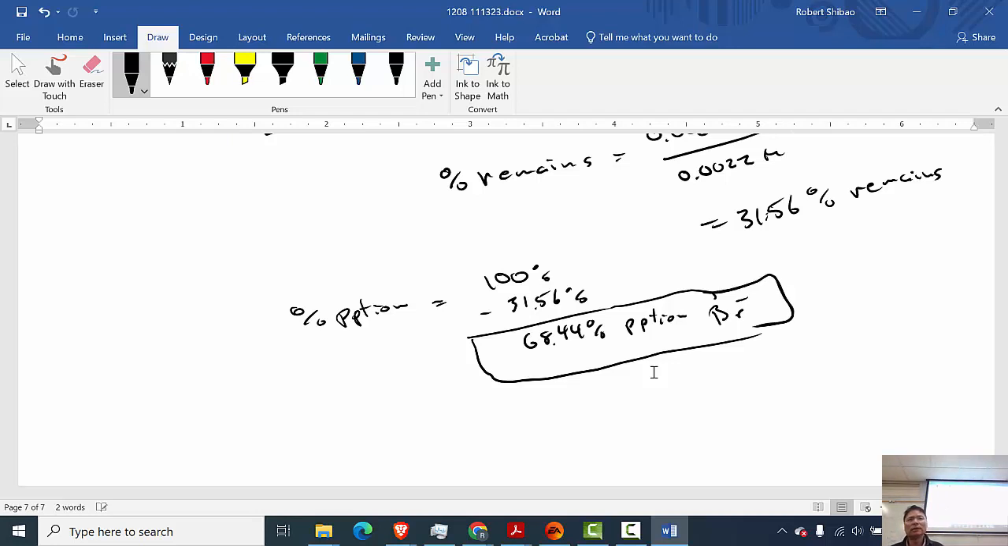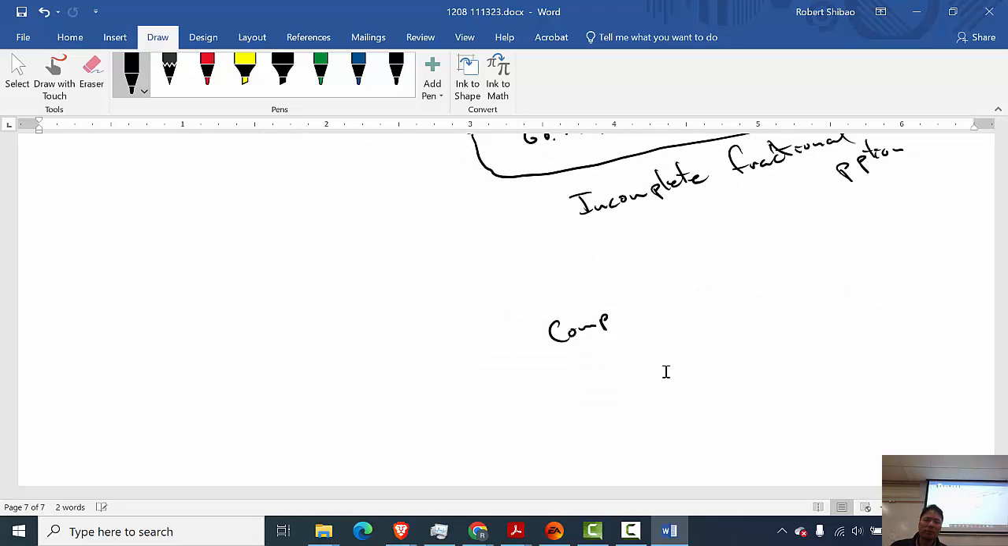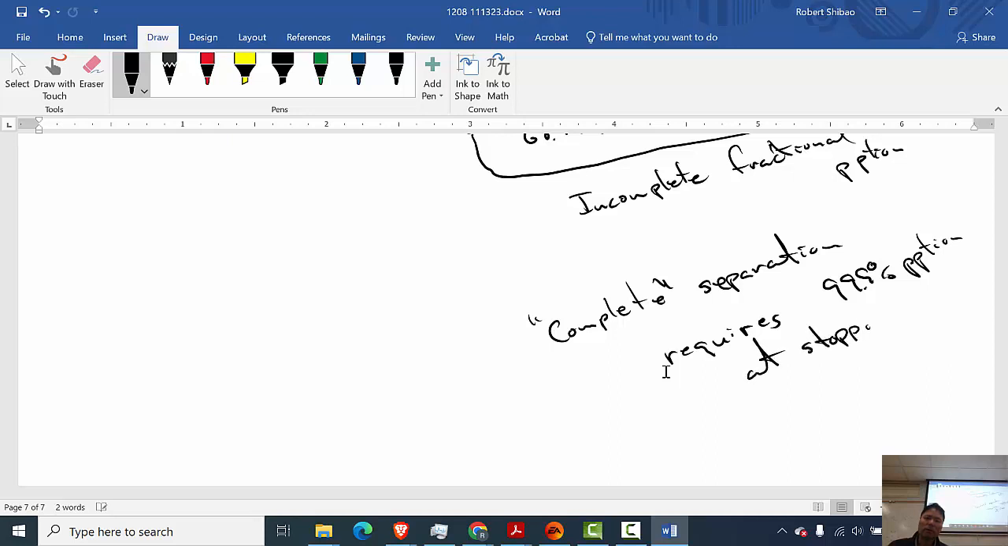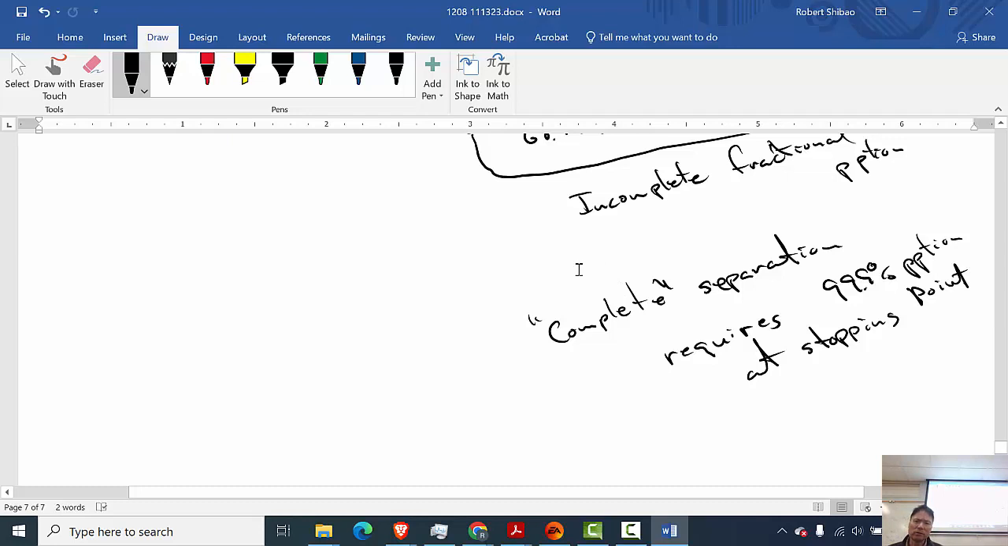So were we able to separate out the bromide completely before we had to stop? No. And so we call this an incomplete fractional precipitation. When we have "complete" separation, I'll put complete in quotation marks, because it's not going to be 100%. Complete separation requires 99.9% precipitation at the stopping point. The stopping point is before both precipitate, and if both precipitate, then we end up with a mixture, which we don't want.